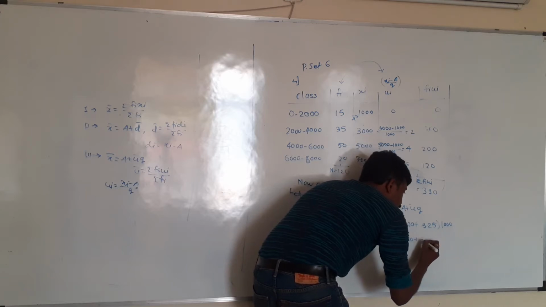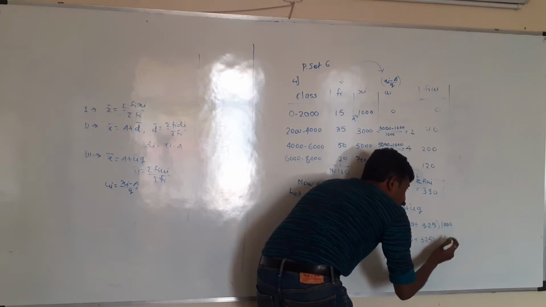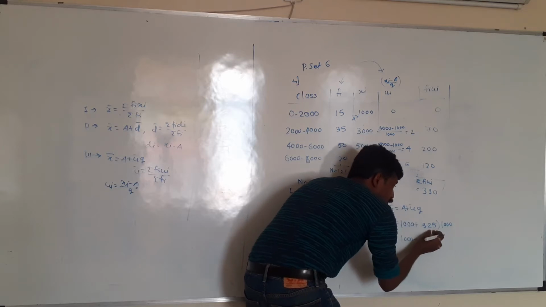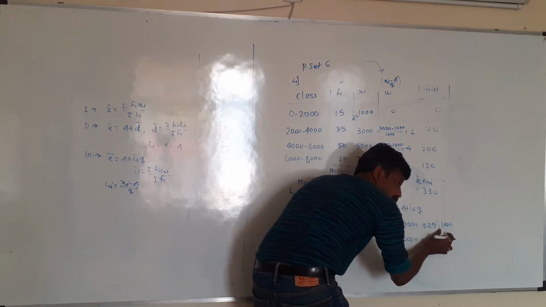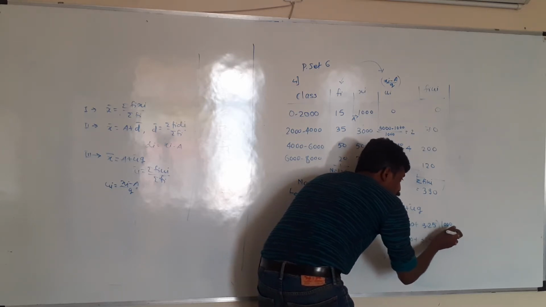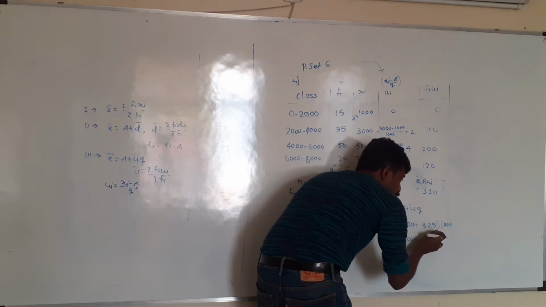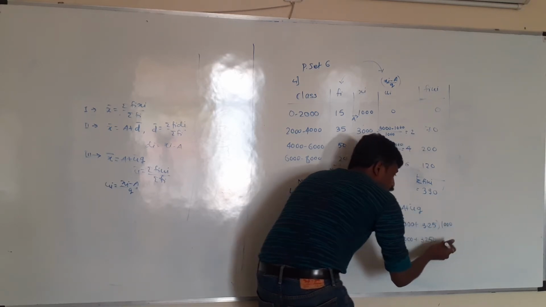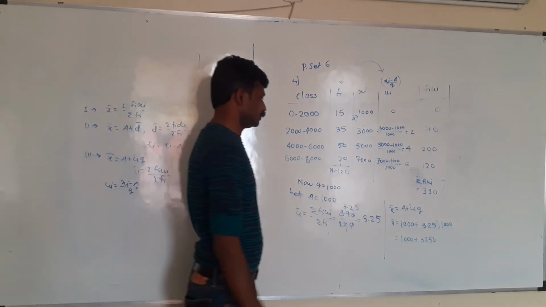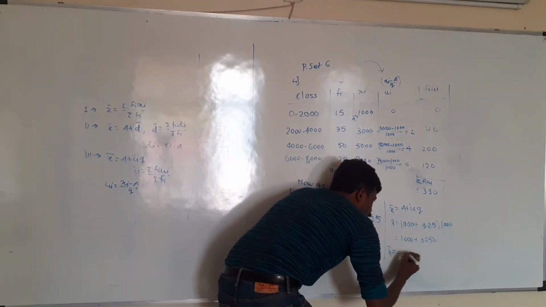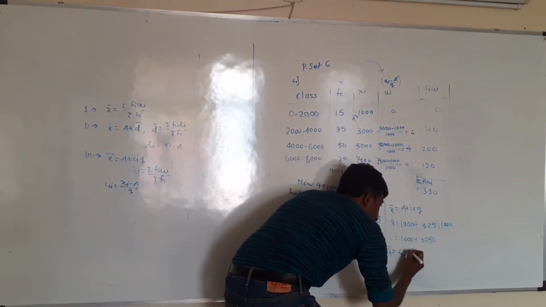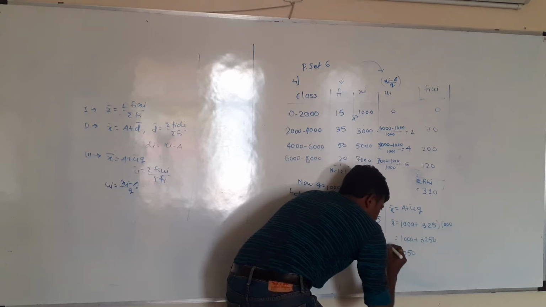It will give 3250, because 3 zeros are there. So the decimal point will move towards the right-hand side. 2 zeros, so it will cover 25, and an additional 0 is there, so we will mention the additional 0. Total will be here. X bar is equal to 4250.